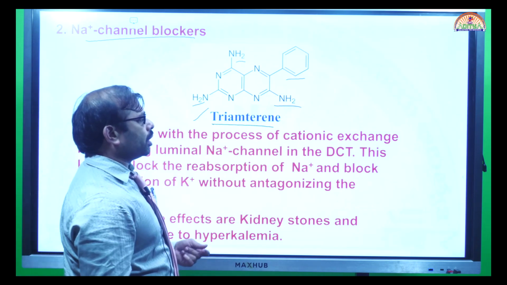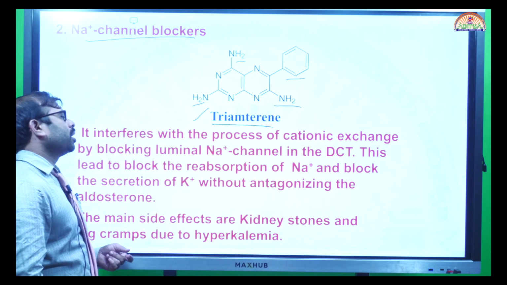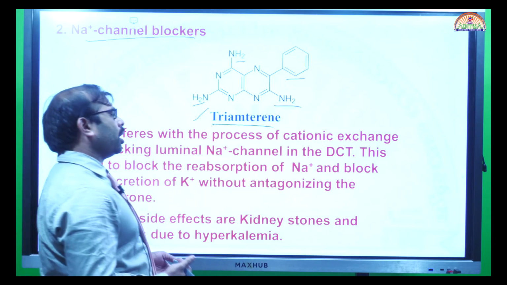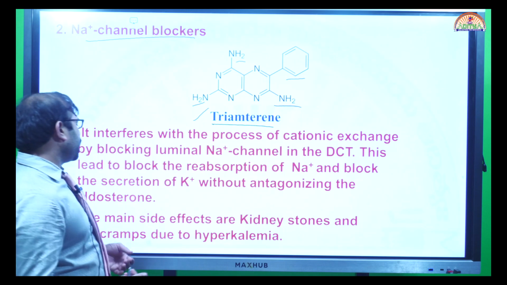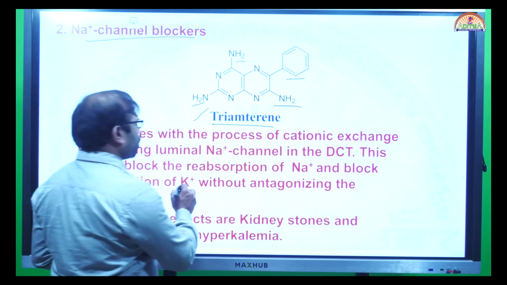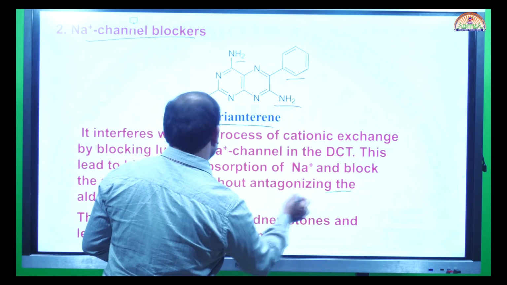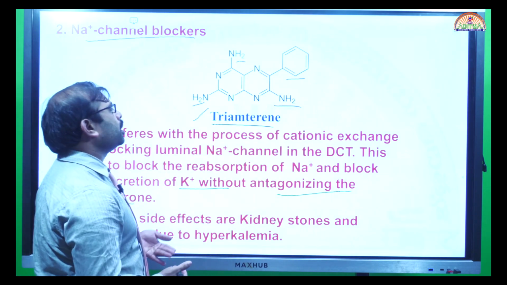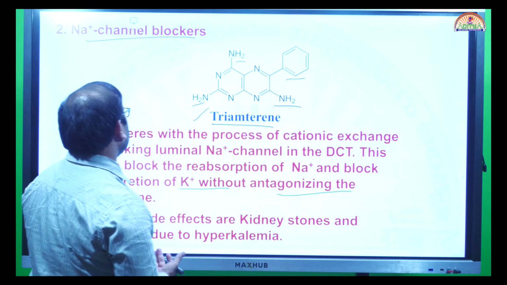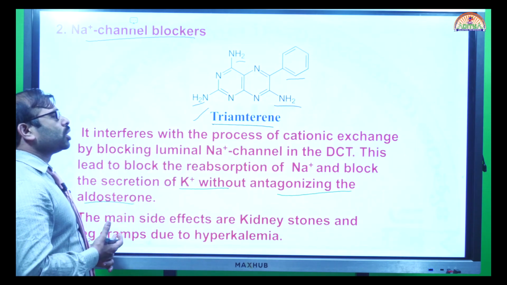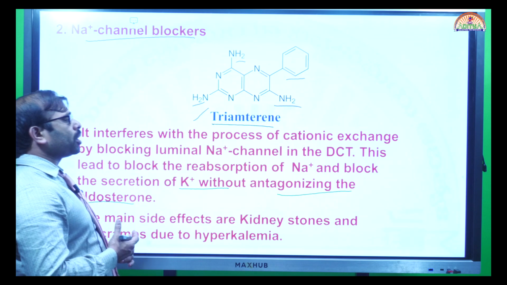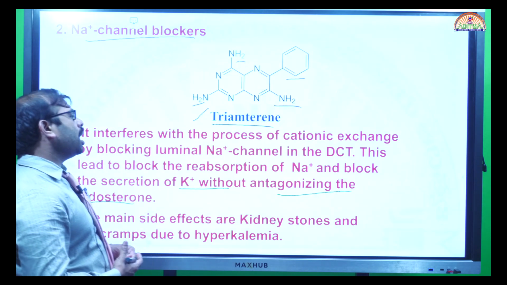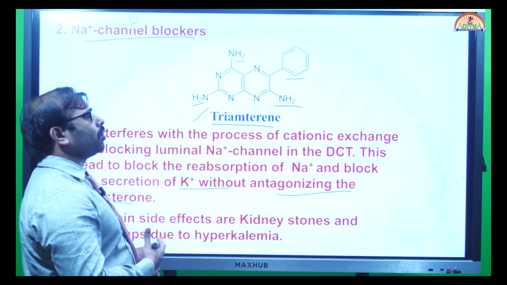in the distal convoluted tubule, DCT, right? And this leads to the blockage of reabsorption of sodium ions, and blocks the secretion of potassium ions, without antagonization of aldosterone. Okay, so without inhibiting the aldosterone enzymes, what they will do is block the luminal sodium ion channels in the DCT, where reabsorption of sodium is allowed, right?